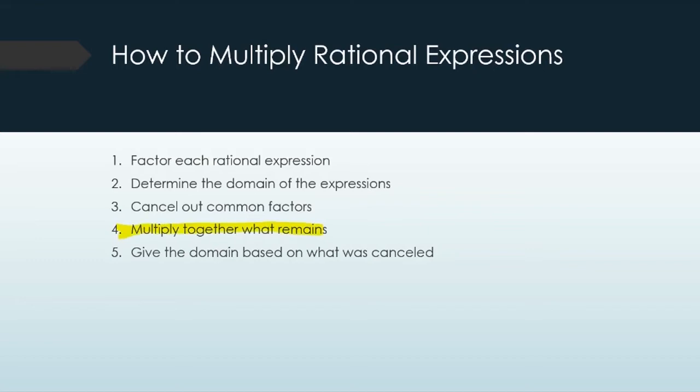So step 1, factor. 2, determine the domain. 3, cancel things out. 4, multiply together what remains. So that's the extra step for multiplying. And then 5, give the domain based off of what you canceled out. So it's just one extra step from simplifying rational expressions.